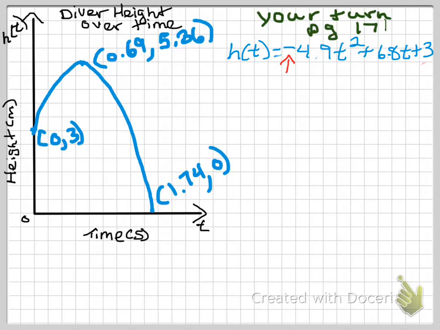B says, what does the y-intercept represent? If we look at our y-intercept, it happens at (0, 3), and of course it's going to be 0 because our y-intercept is always when our x value is equivalent to 0, or in this case we're using t and h of t, which is the same as using x and y. So that is the height of the diving board, because the diving board is 3 meters above the surface of the water, and the surface of the water is at 0.